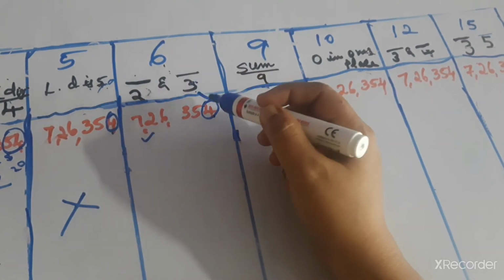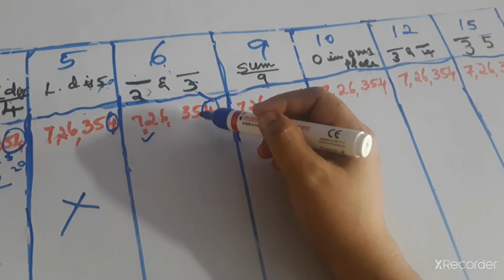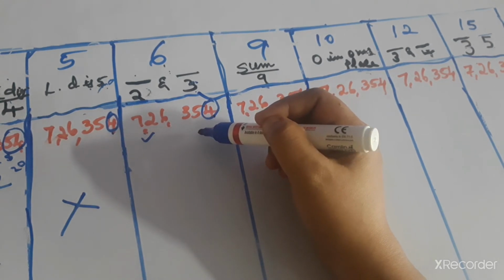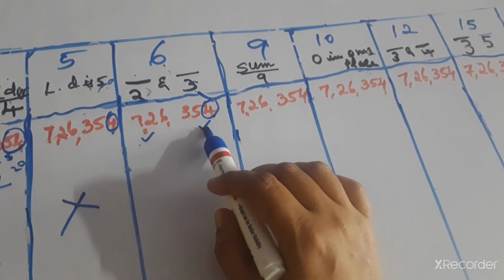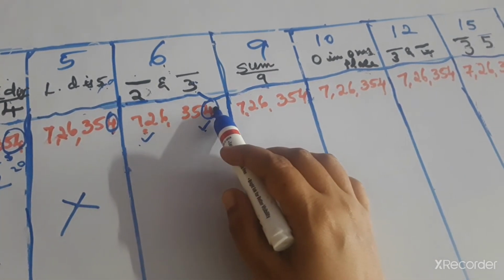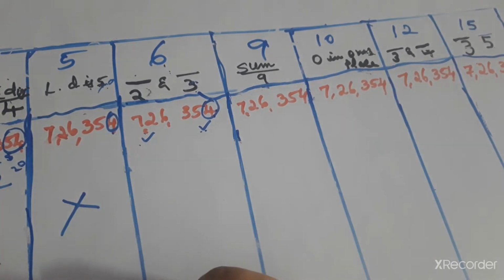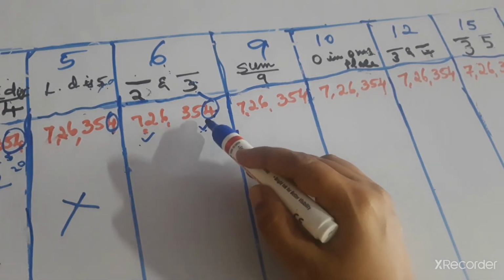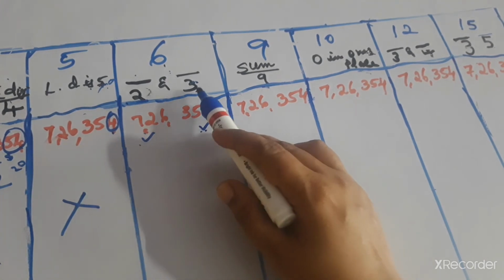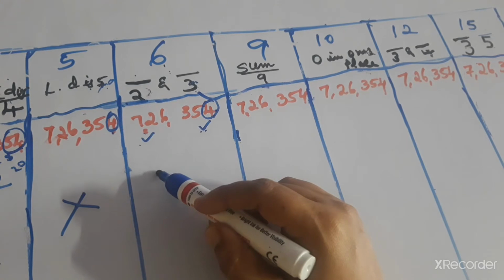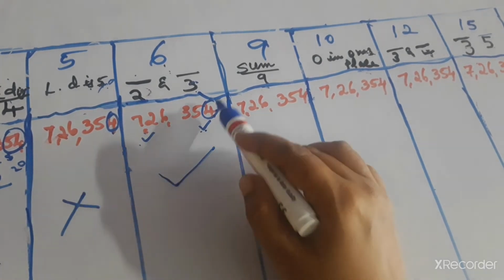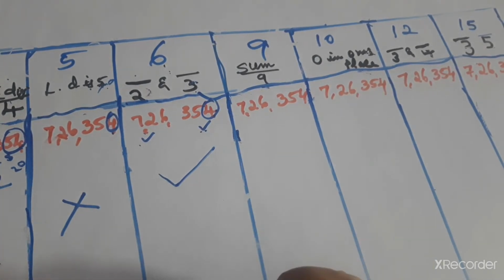For 3, the total is 27. 27 divided by 3 means 9. So it is dividing with 2 and with 3. For 2, in the ones place there should be an even number, it is checked. And for 3 we already checked. The total is 27, it is divisible by 3. So the whole number is divisible by 6.